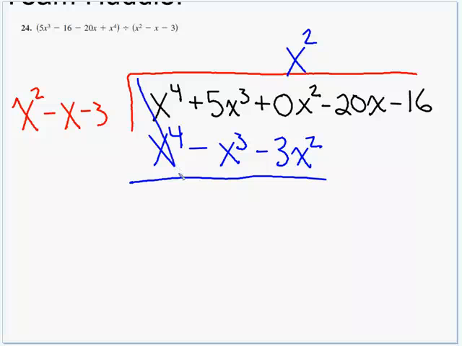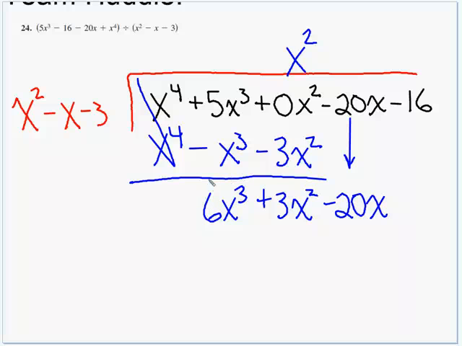So the first terms subtract off perfectly like they always should. 5x cubed minus a negative will turn that into a positive, and then we add 6x cubed. And 0 minus a negative 3x squared turns that into a plus 3x squared. And we bring down the next term, minus 20x.